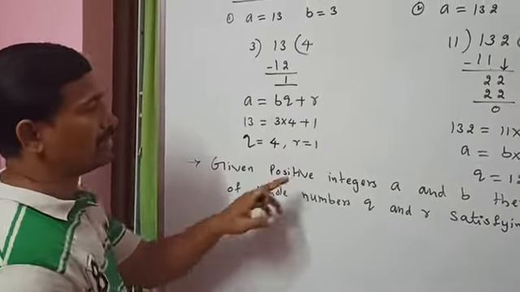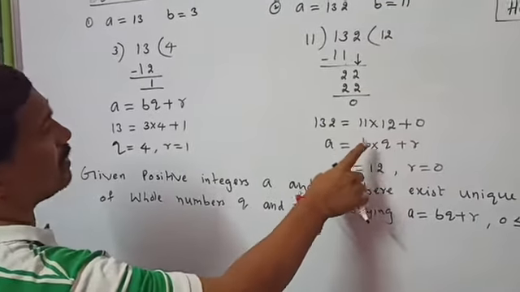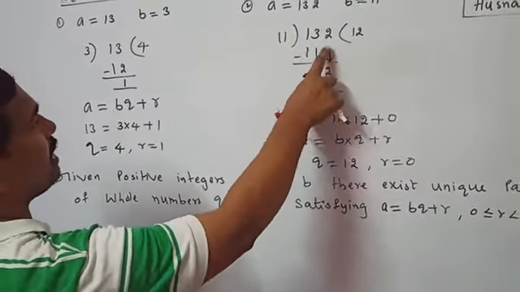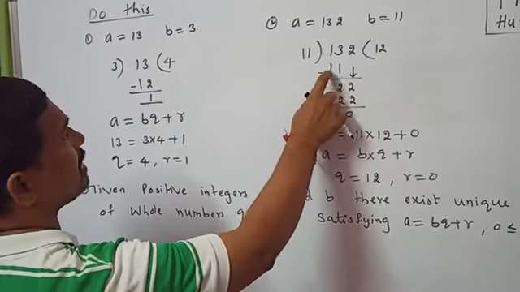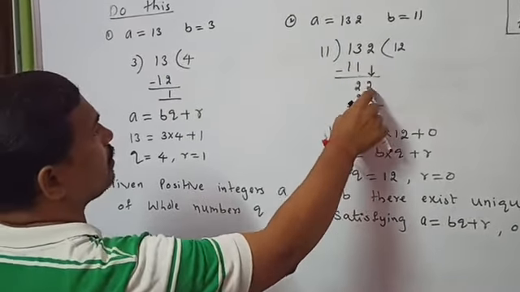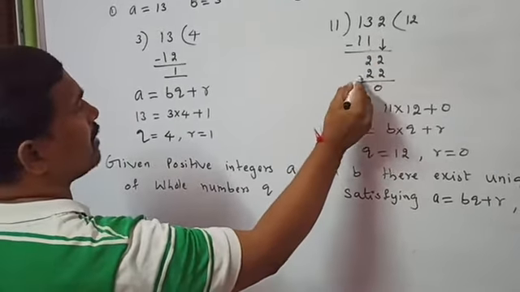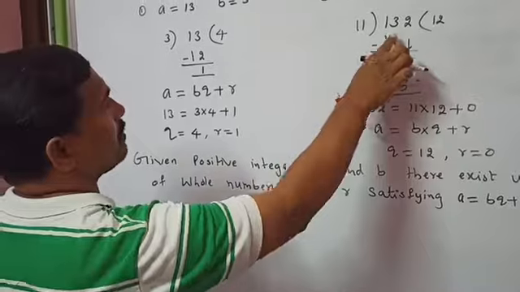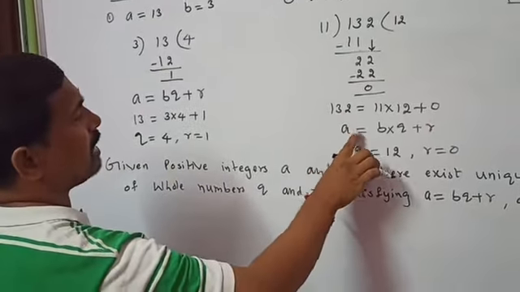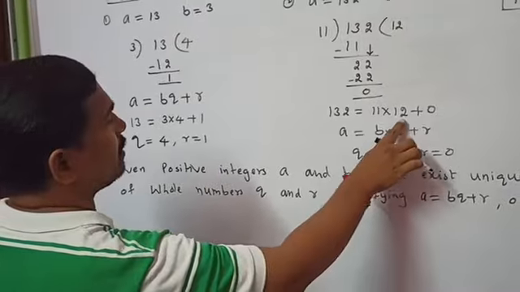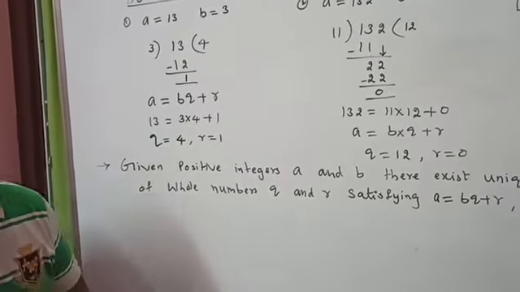r equal to 1. Here also a equal to 132, b equal to 11. 11 ones are 11. 13 minus 11 is 2, 1 minus 1 is 0. Carry forward 2, that is 22. 11 twos are 22. What is the remainder? 0. So 132 can be written as 11 into 12 plus 0. So this is a equal to bq plus r, where q equal to 12, r equal to 0. So this is the division lemma.